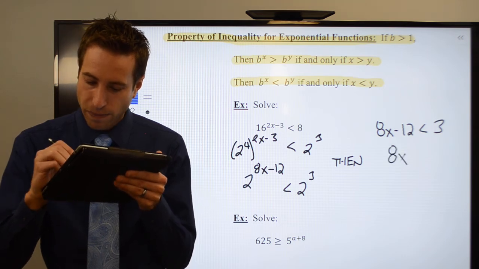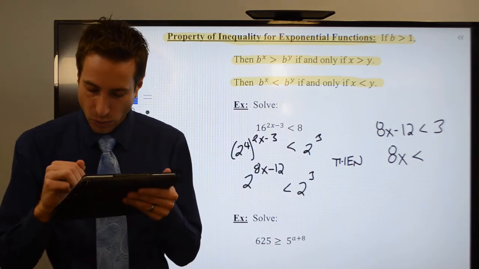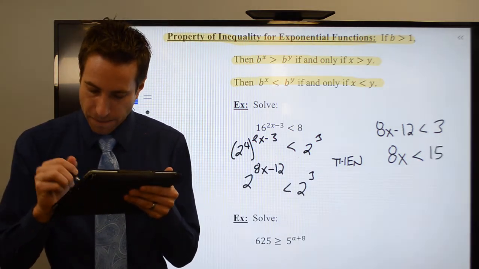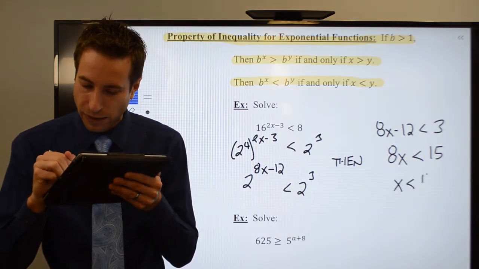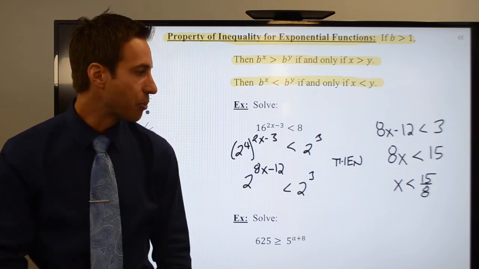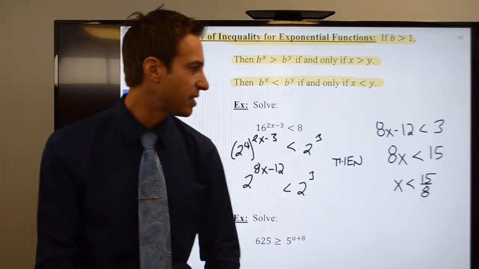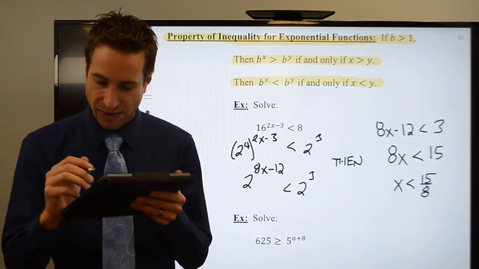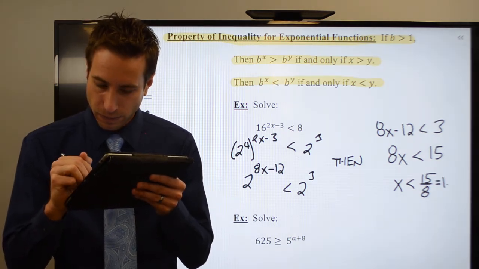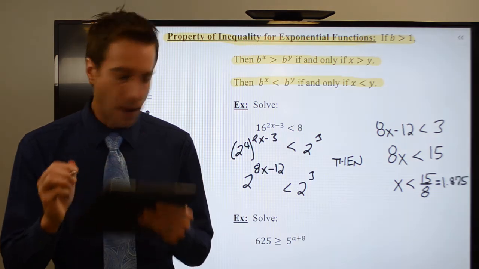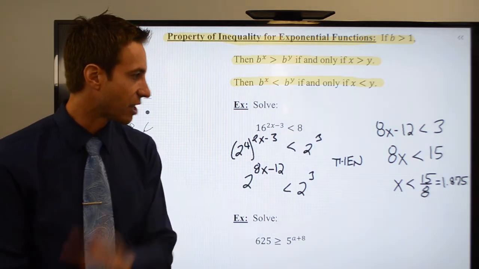I'll add the 12 to the other side. Adding 12 to both sides doesn't flip the inequality. Divide both sides by 8. It's a positive 8, so again, I do not need to flip the inequality. I wind up with x has to be less than 15/8. 15/8 is equal to 1.875 as a decimal if you were looking for that. But remember, I generally like to leave things as a rational number or a fraction instead, 15/8. Let's go ahead and do another one.